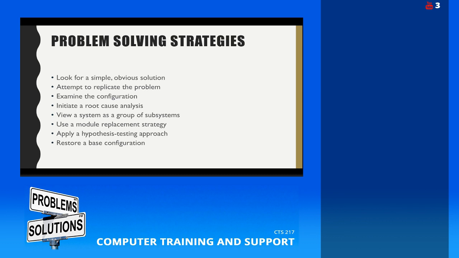Initiate a root cause analysis. When we initiate a root cause analysis, what we're doing is we're going backwards to try to figure out what caused X, Y, or Z. So it's like, okay, this did this. Well, what caused that? Okay, well, this caused that. But what caused that? So we work our way backwards to find the root of the problem.